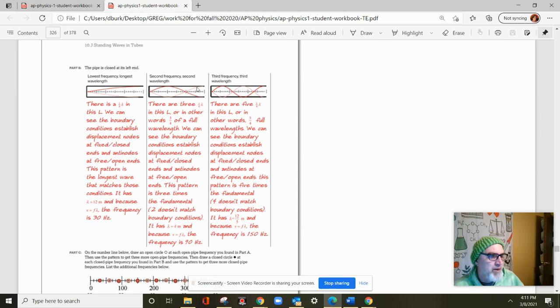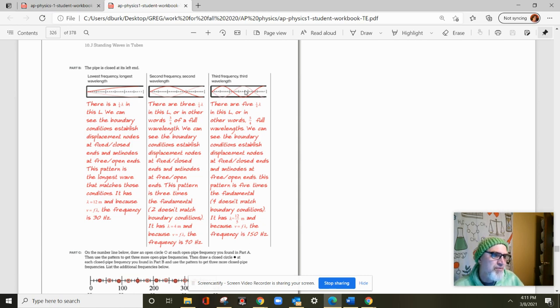So now we have 3/4 of a wavelength. L is equal to 3/4 of a wavelength for the next one. So 4/3 the length is equal to the wavelength. So 4/3 times 3 is equal to 4 meters. And they got it right. 360 divided by 4 is 90.